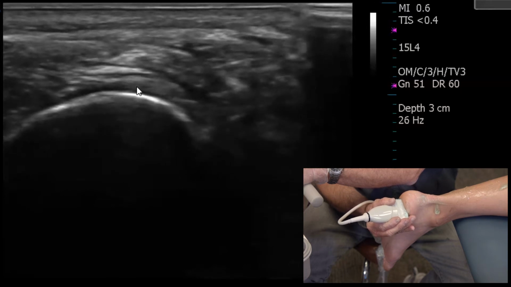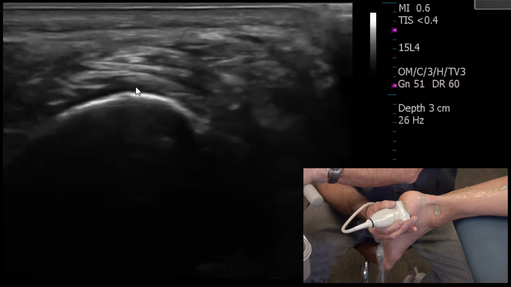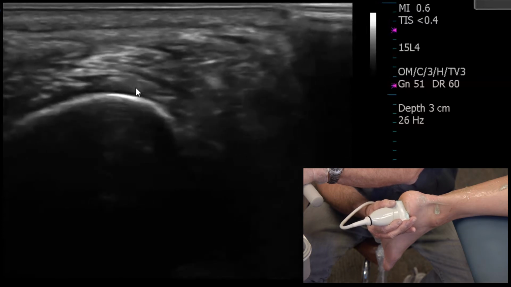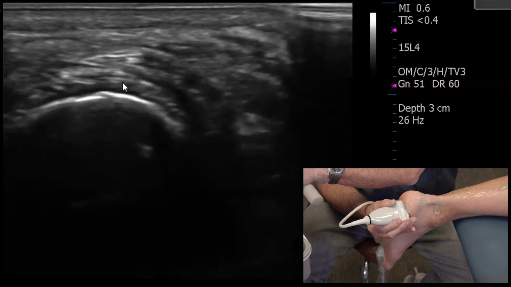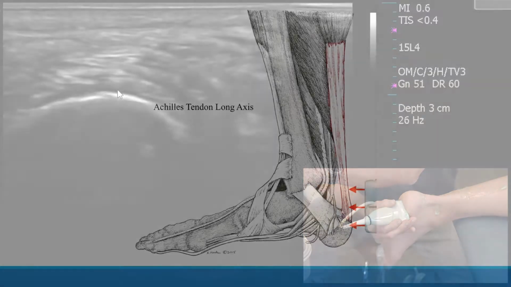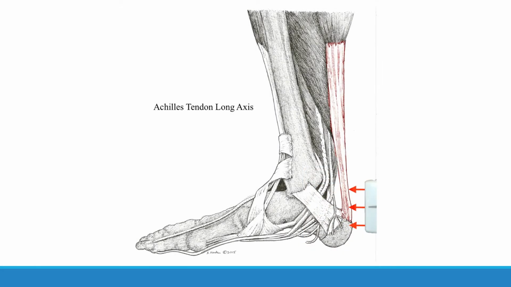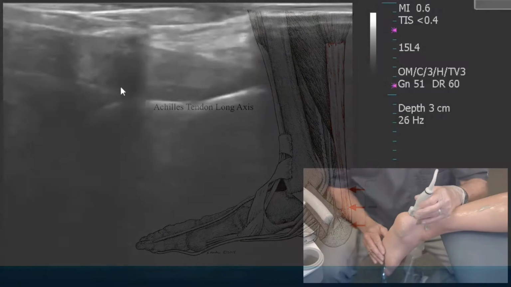plantar fascia. The reason why it's difficult to stand out is because this is a non-symptomatic plantar fascia. If this area was symptomatic, this area would be grossly enlarged. Go into a long axis view of the Achilles tendon.